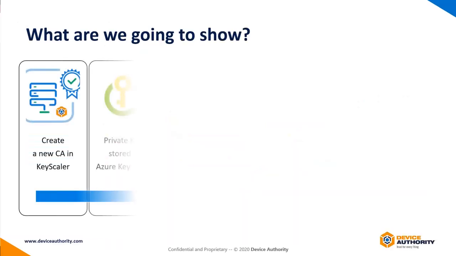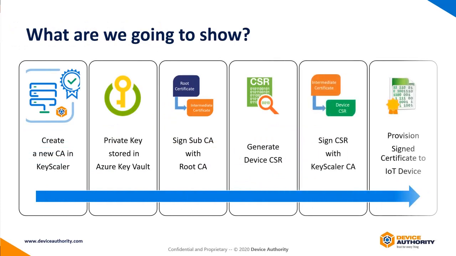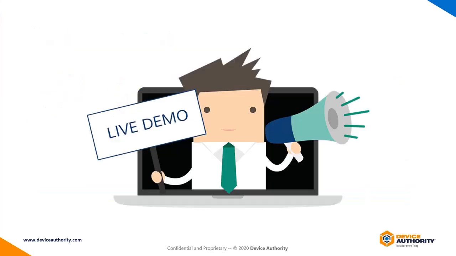We start with creating a new certificate authority with its private key generated and stored in Azure Key Vault, and then getting it externally signed by a root CA. We also show how a device CSR can be easily signed and downloaded to your IoT device using Keyscaler's simple and intuitive control panel user interface. And now for the live demo.